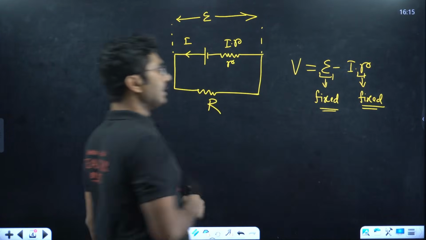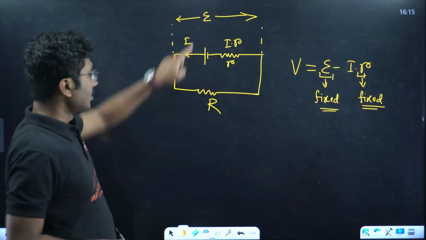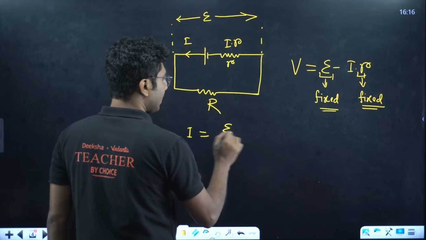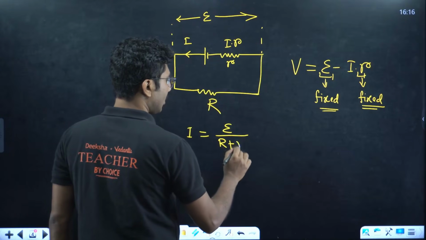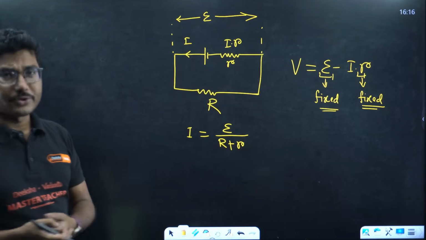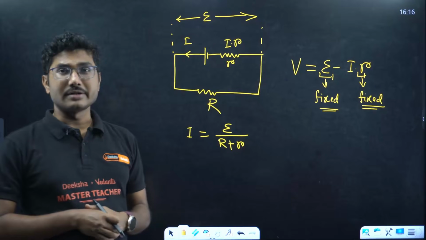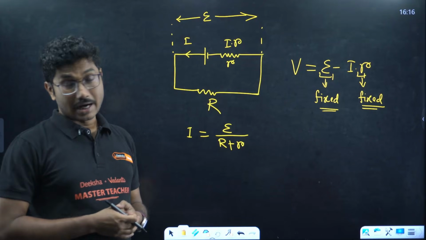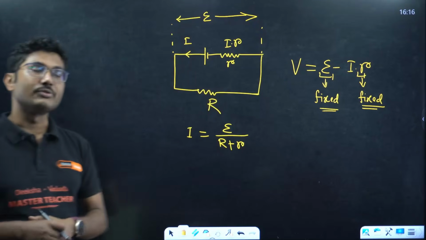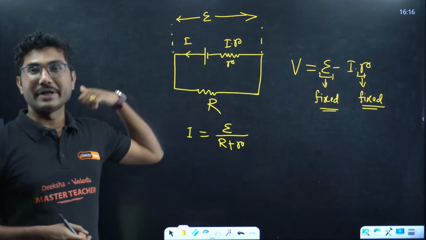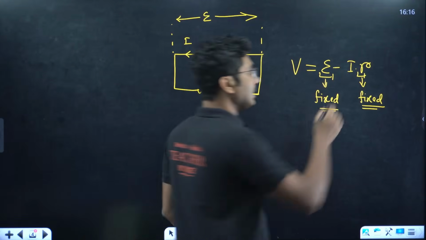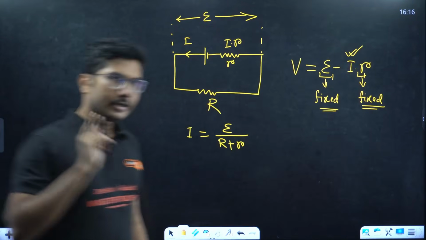But if you see here, the current is not fixed. Current depends on the capital R, like epsilon divided by R plus small r. So if you increase the capital R, I value decreases, and the potential drop is very small across the internal resistance. But if the R value is small, then the current flowing in the circuit is very high, and the drop that you are getting across this will be very significant, and you will get a very low terminal voltage. The terminal voltage is not fixed. It depends on current I. Okay, so that is one point.